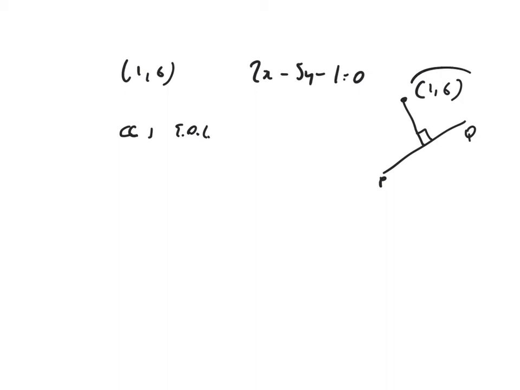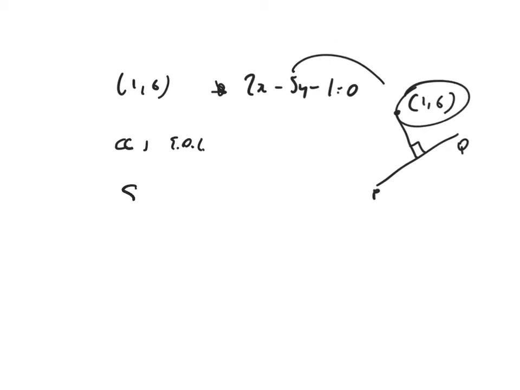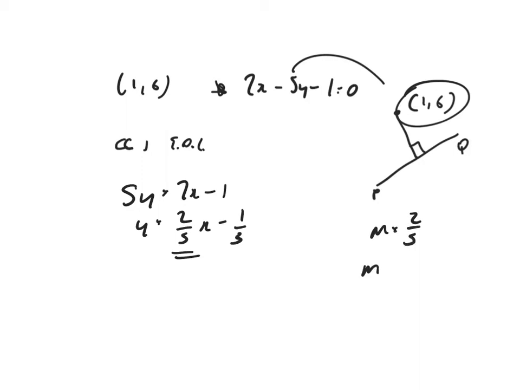Okay, so I need point gradient. There's the point, so I need to get the gradient. First of all, I need to find the gradient of PQ, so I need to write this in the form y equals mx plus c. So take the minus 5y across, that'll be 5y equals 2x minus 1, and y equals 2/5 x minus 1/5. So the gradient of that line is 2/5. So m1 m2 equals minus 1. Flip and invert, and the gradient of the perpendicular line is minus 5 over 2.